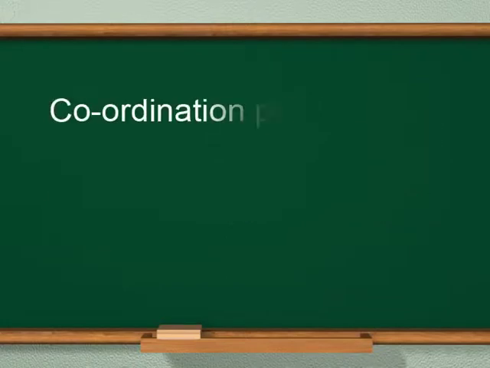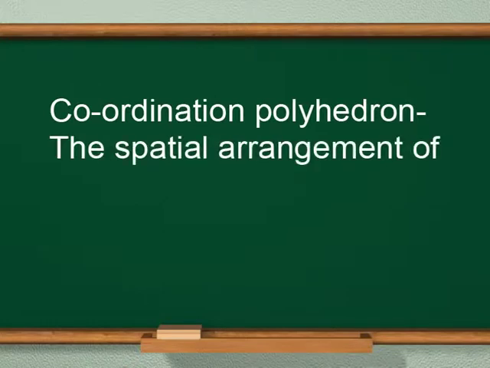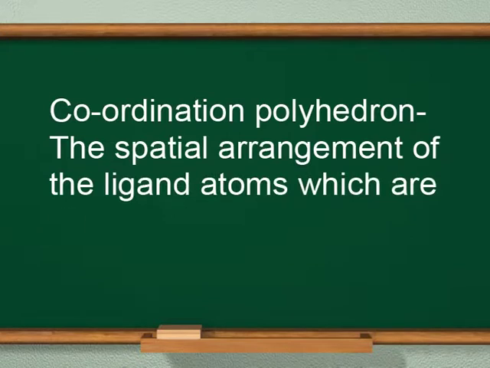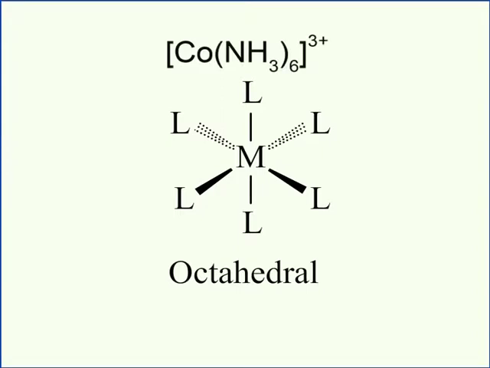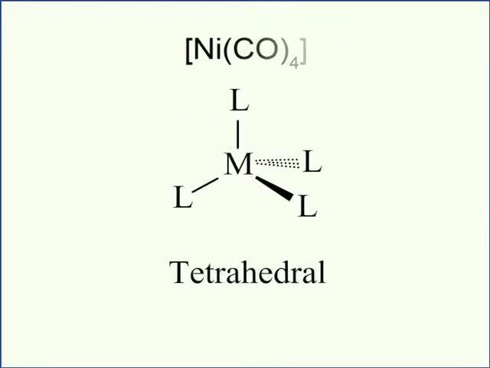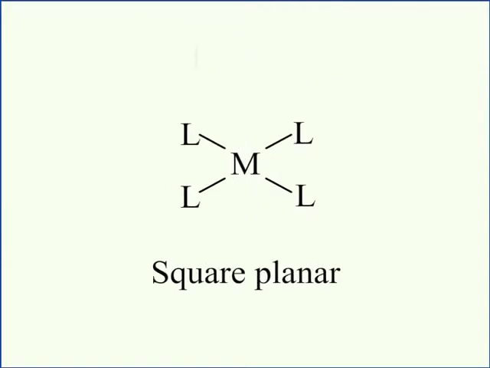Next is coordination polyhedron, that is the spatial arrangement of the ligand atoms which are directly attached to the central atom or ion defines a coordination polyhedron about the central atom. For example, [Co(NH3)6]3+ is octahedral, [Ni(CO)4] is tetrahedral, and [PtCl4]2- is square planar.